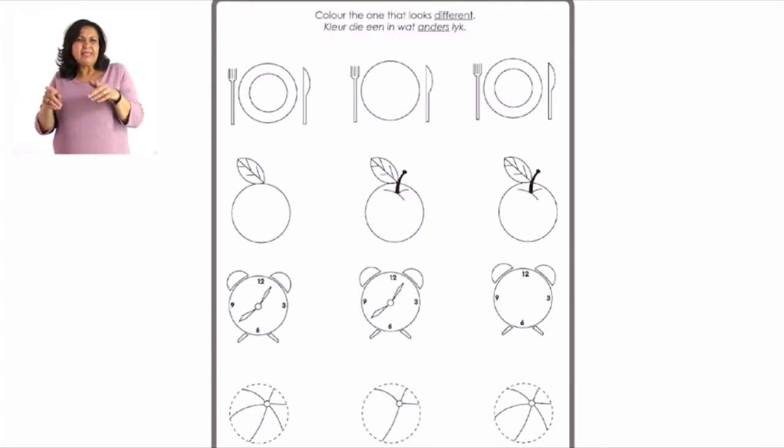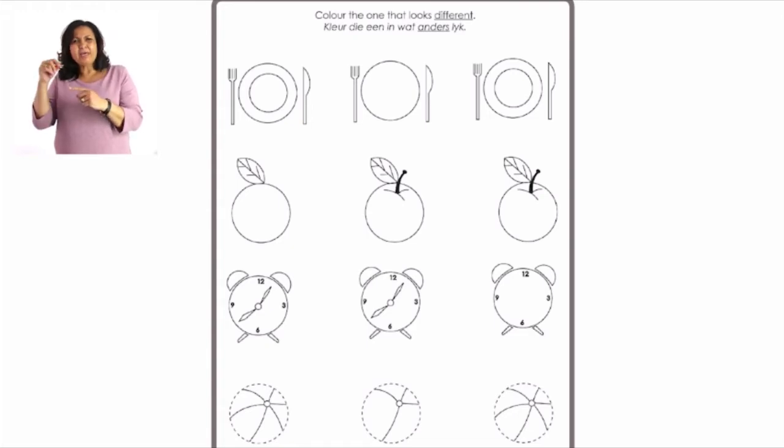Some of them look the same. One of them does not look like the others. This means we are comparing the one to the other. So I would like you to color the one that looks different. And then you move to the apples. Which one looks different? You may color that one.